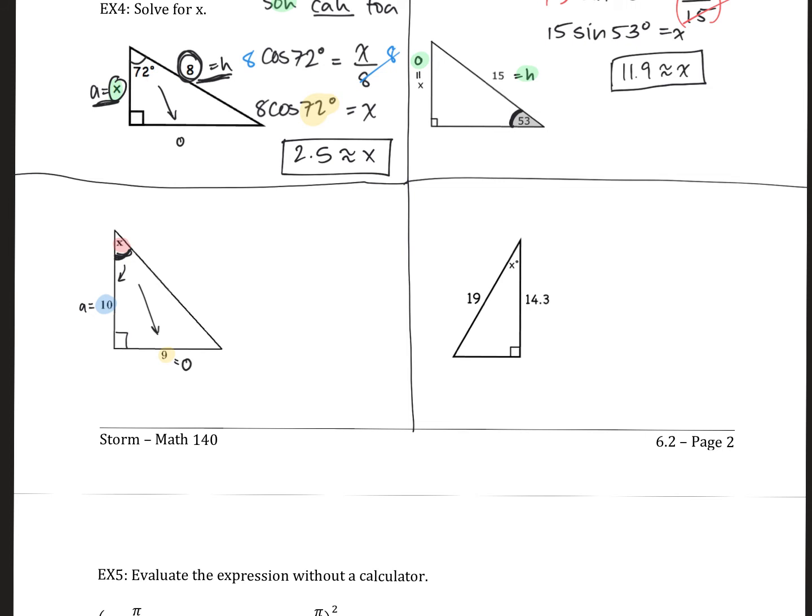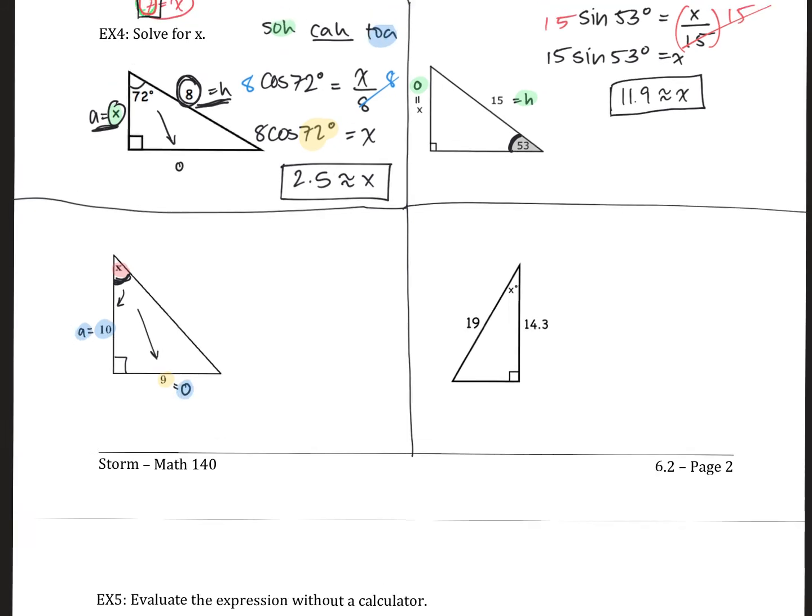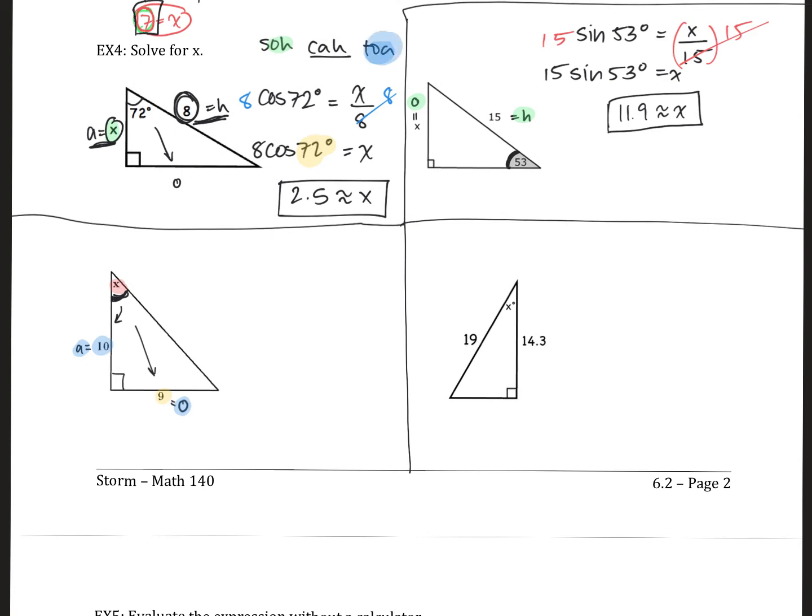So which trig function has opposite and adjacent in it? That's going to be tangent. Tangent has both opposite and adjacent value. So we'll go ahead and say tangent of, oh, we don't have a degree. But that's okay. We'll go ahead and say tangent x degrees. We're trying to figure out what the degrees are. So it's okay if they're a variable. So tangent x degrees is going to equal opposite over adjacent. So that'll be 9 over 10.